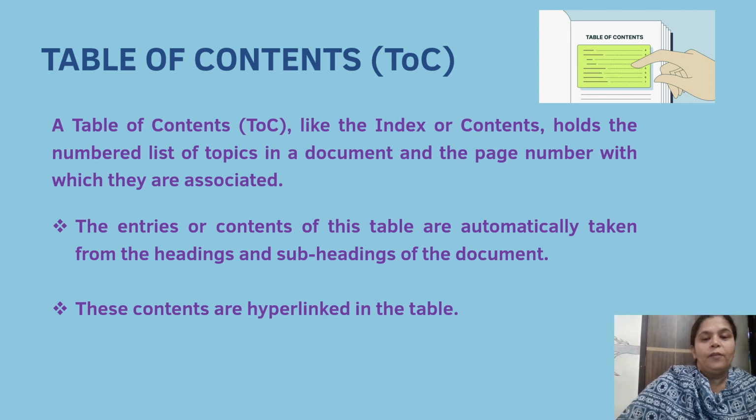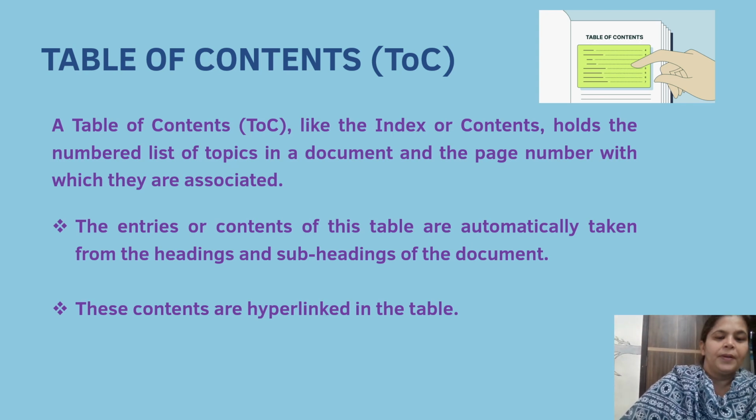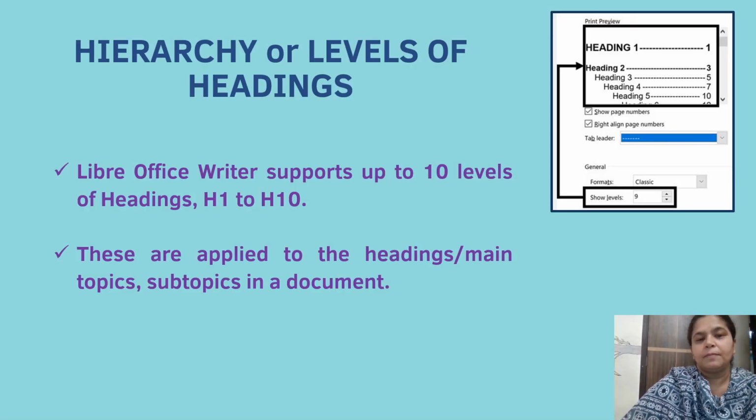So table of contents is more or less like an index or contents that holds the numbered list of topics in a document, along with the page number with which they are associated. The entries or the contents of this table are automatically taken from the headings and subheadings of the document, and these contents are hyperlinked in the table.